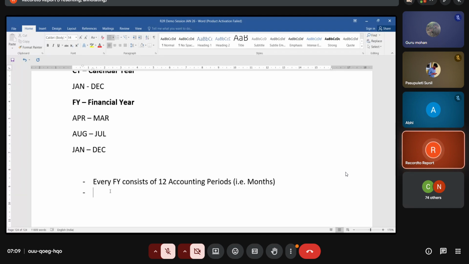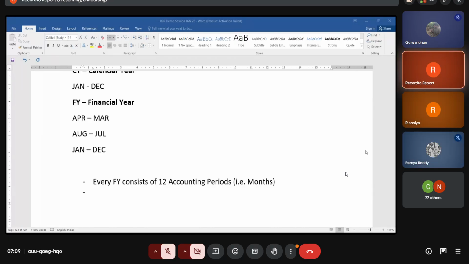Why is this accounting period concept very important? To measure the financial results of the company. What has the company performed in the last year? What has the company performed in the current year? What is the company going to perform in the next year? To measure the company's financial performance, the financial calendar is very important. How many periods does every accounting period consist of? 12 periods. You can go to any company, these are common.